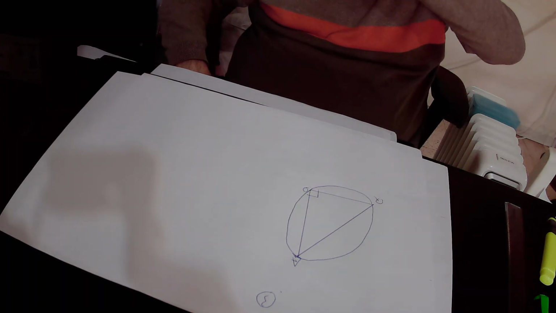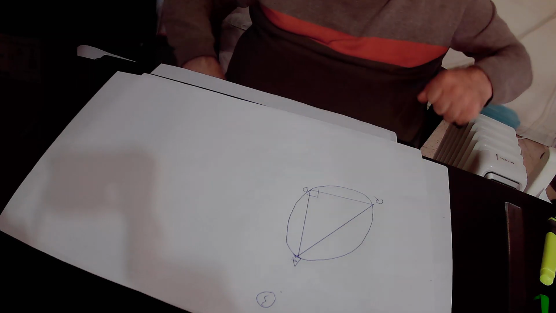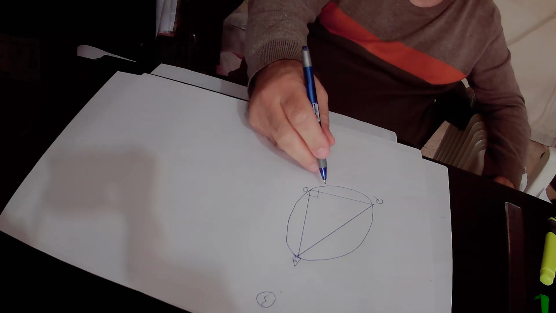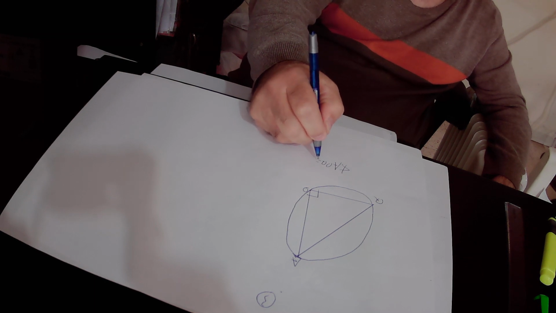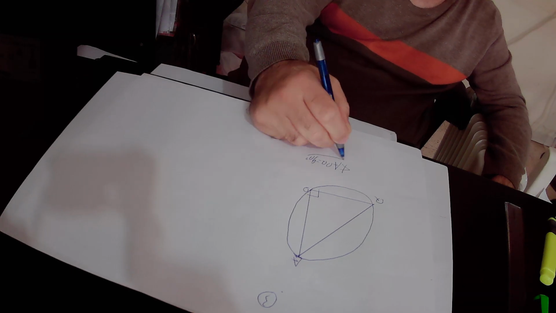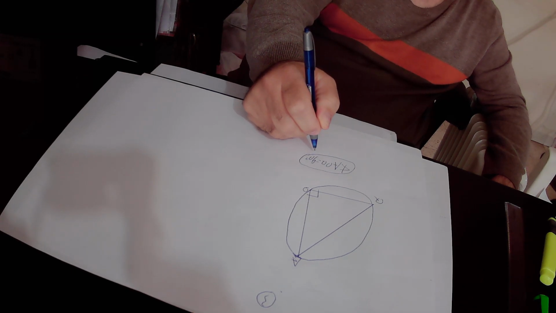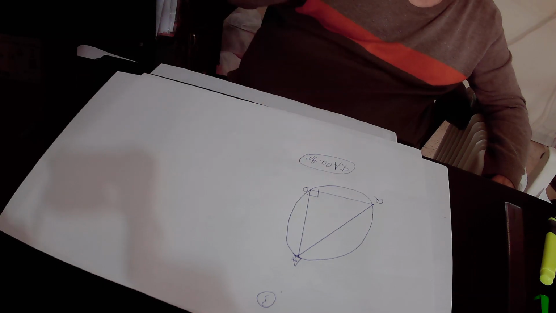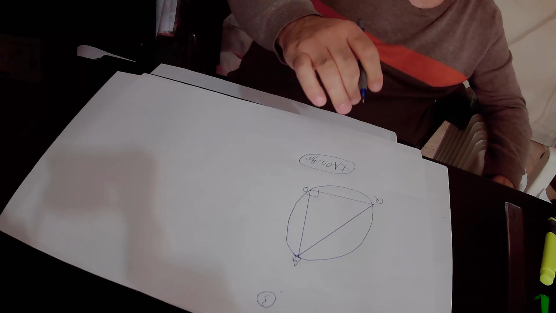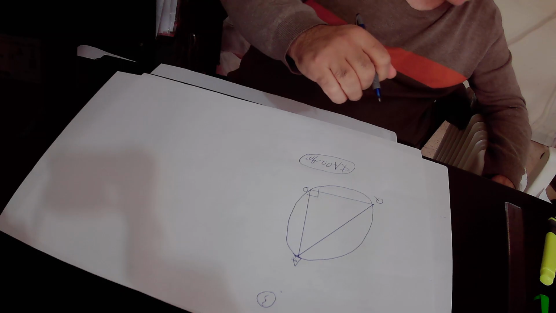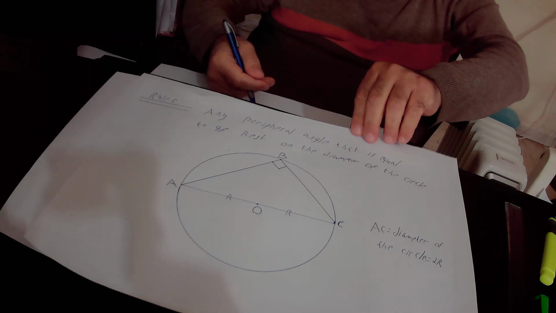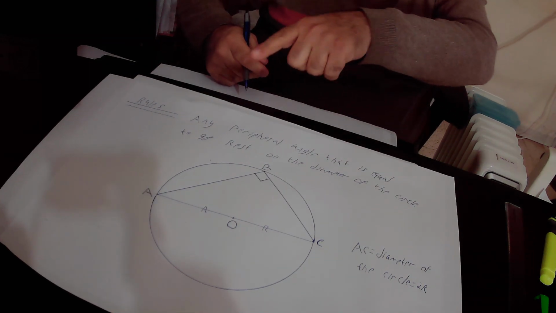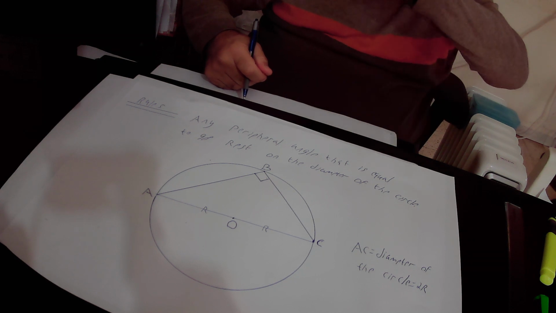Inside this circle, we have peripheral angle AOQ that is equal to 90 degrees. And we also have rule number 5 that states that any peripheral angle that is equal to 90 degrees must rest on the diameter of the circle. Again, according to rule number 5, any peripheral angle that is equal to 90 degrees rests on the diameter of the circle.